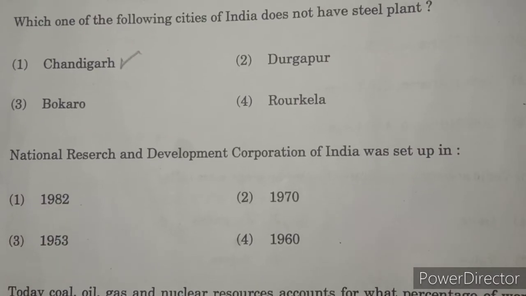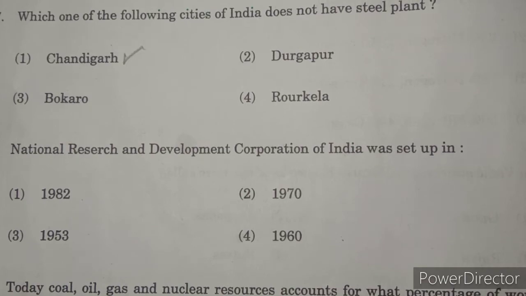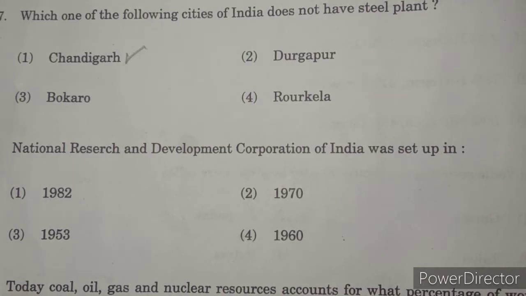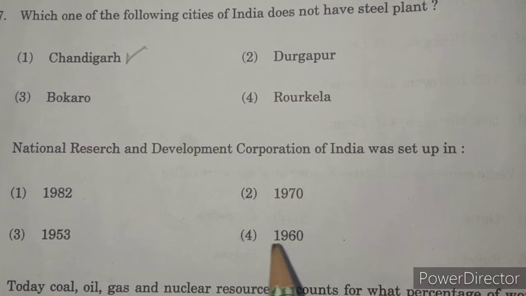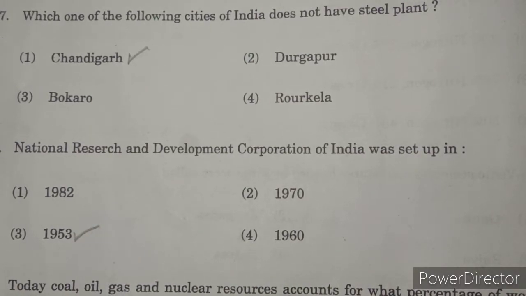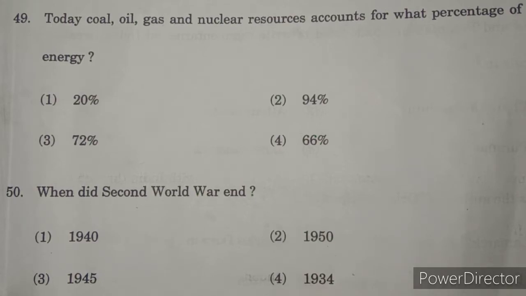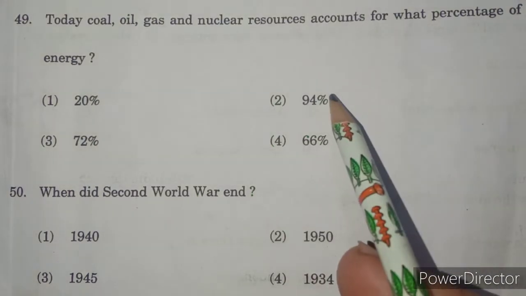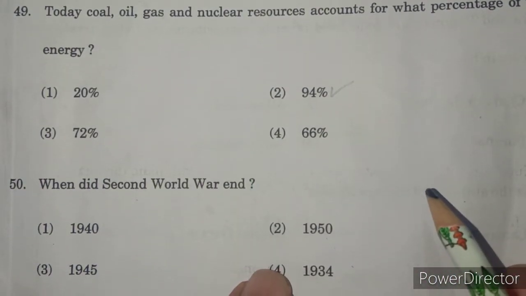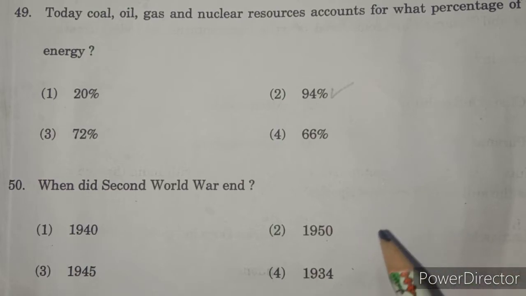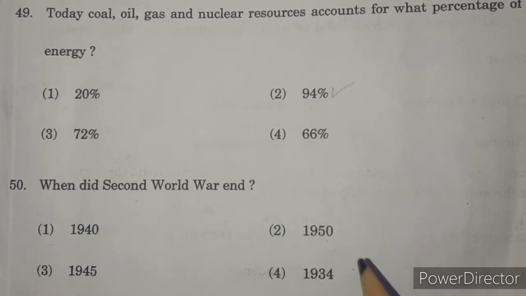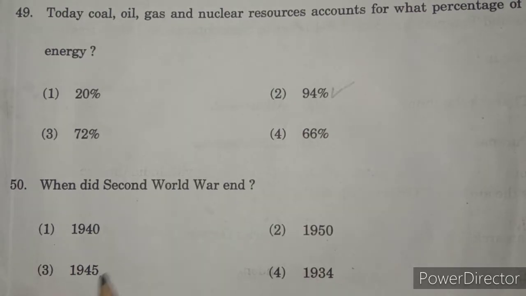National Research and Development Corporation of India was set up in, correct answer is third, 1953. Today, coal, oil and gas and nuclear resources account for what percentage of world's energy? Second is correct answer, 94%. When did Second World War end? Correct answer is 1945 and start in 1939.